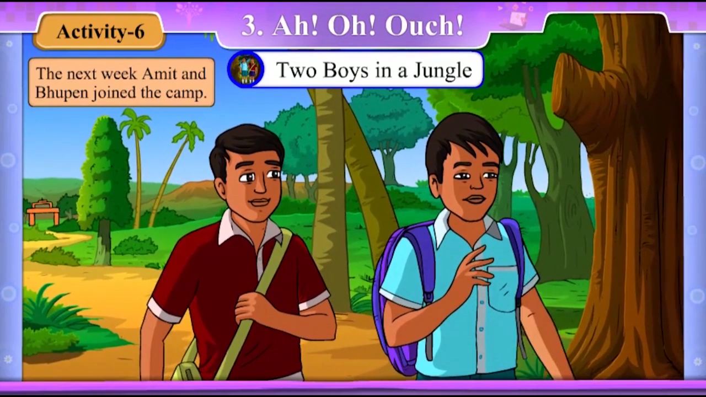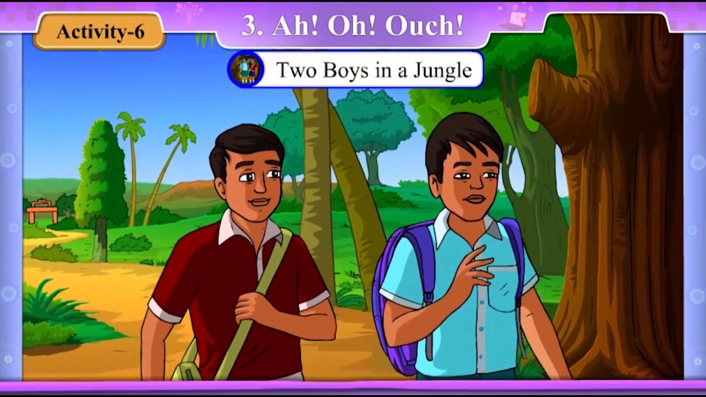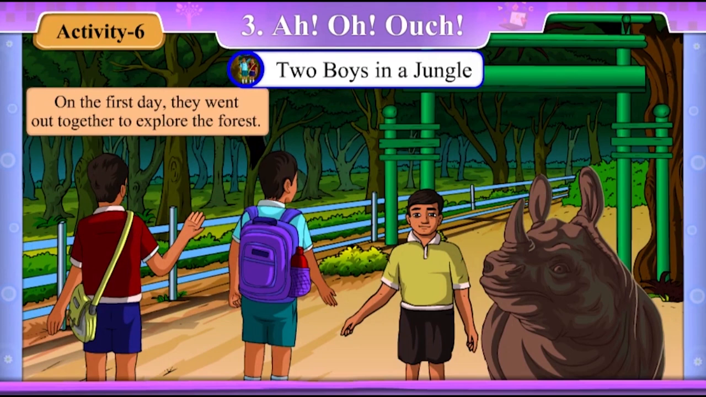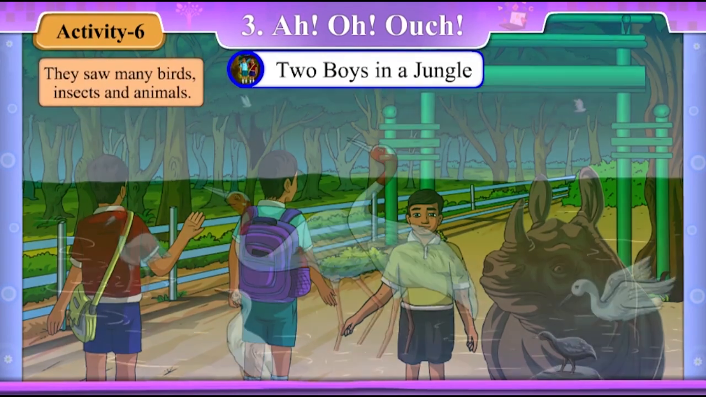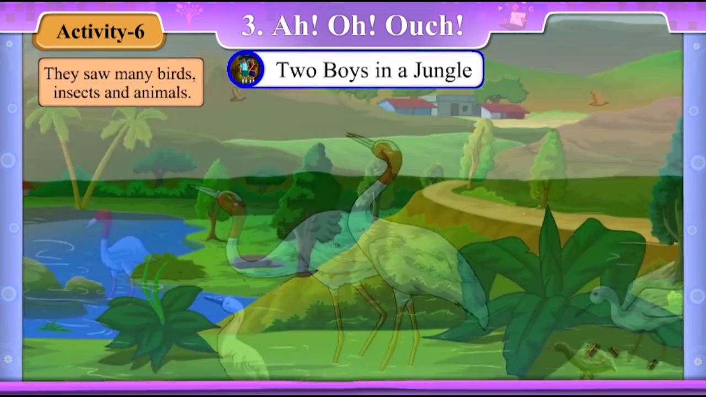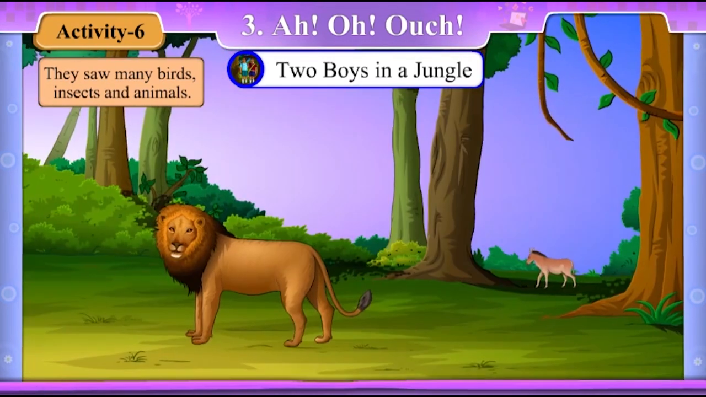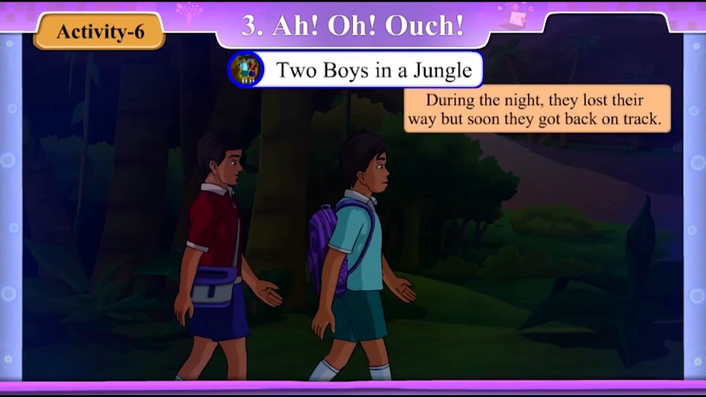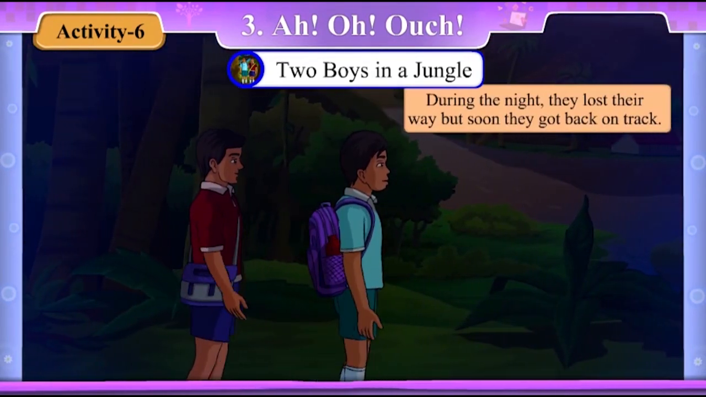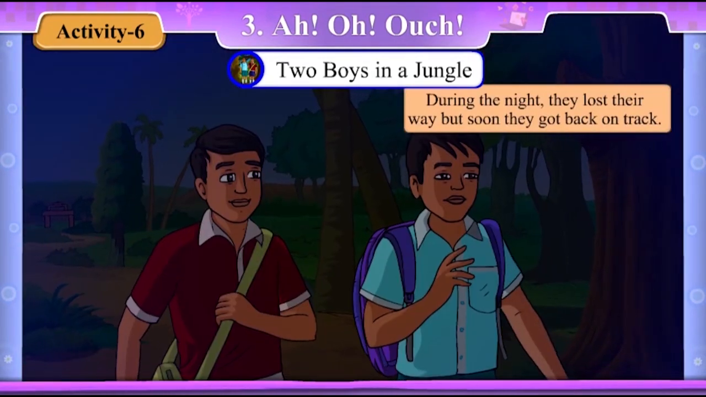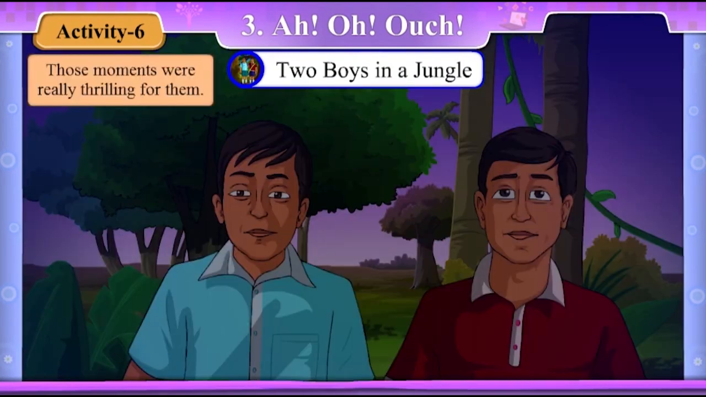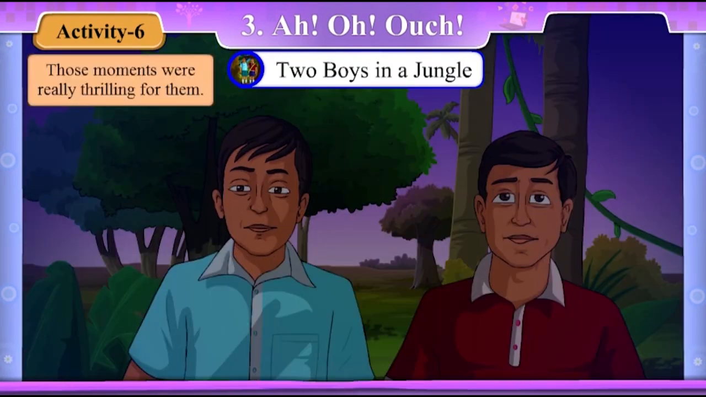The next week, Amit and Bhupen joined the camp. On the first day, they went out together to explore the forest. They saw many birds, insects, and animals. During the night, they lost their way, but soon they got back on track. Those moments were really thrilling for them.